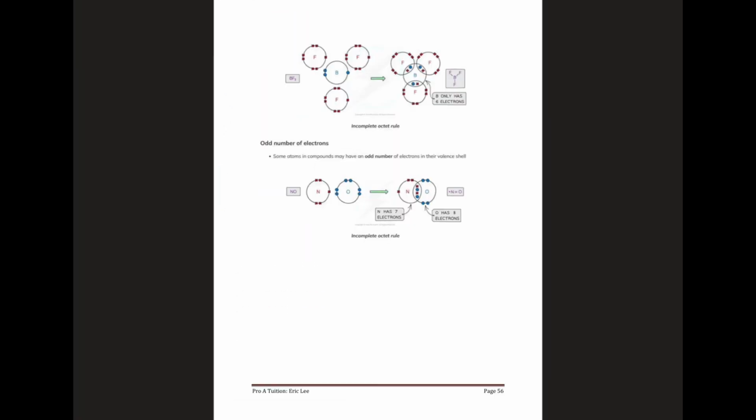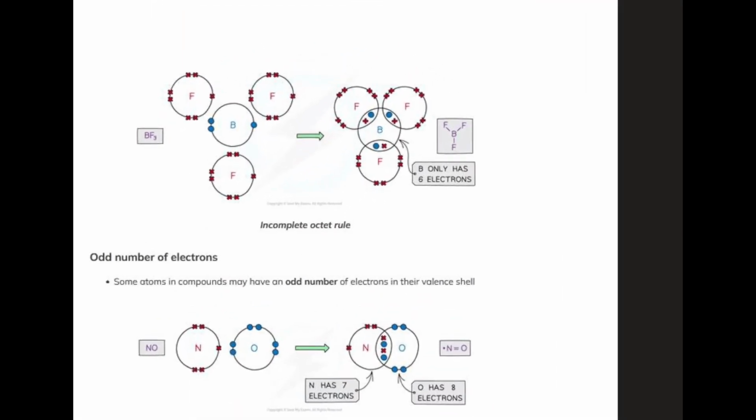Okay, let's see this one. Now we have incomplete octet. So you can see here, boron 2, 4, 6, 6 electrons. That is incomplete octet. Octet must be 8, right? So this is just 6.